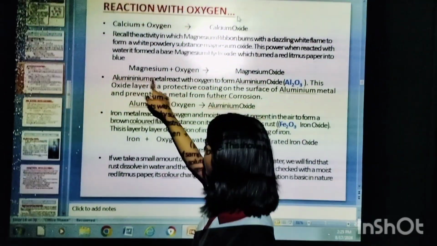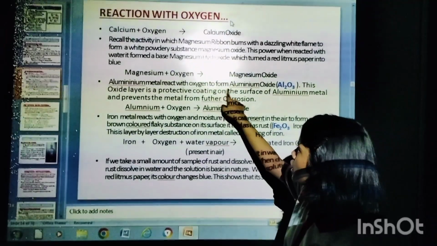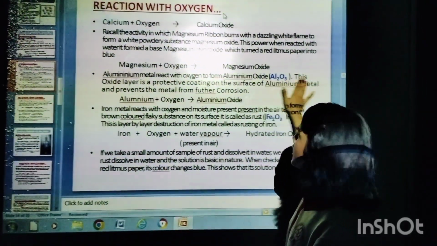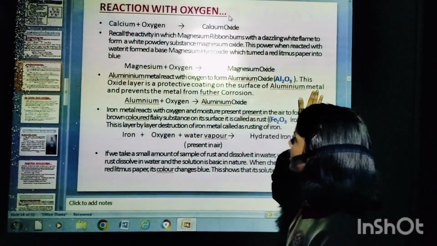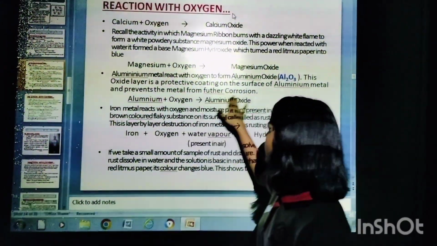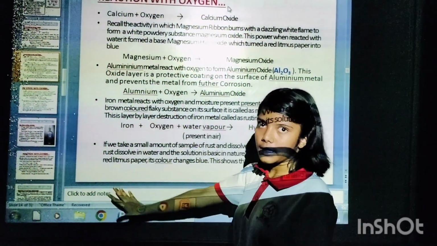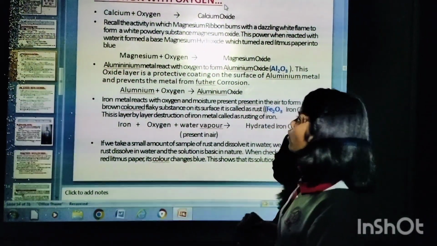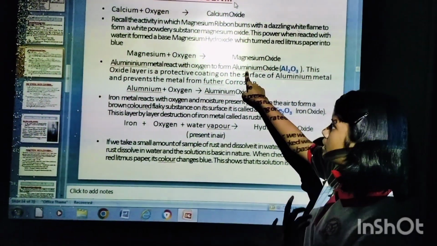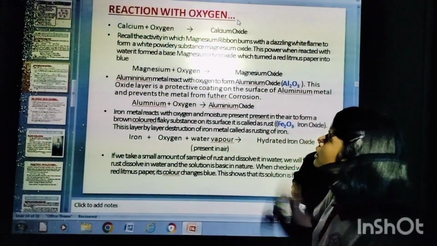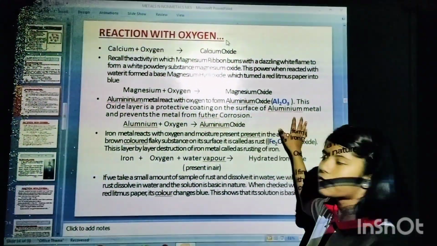Aluminium is also a metal which reacts with oxygen to form aluminium oxide. This oxide layer is a protective coating on the surface of aluminium metal and prevents the metal from further corrosion. So aluminium metal reacts with oxygen and forms aluminium oxide, which is a protective layer on the surface of the aluminium.